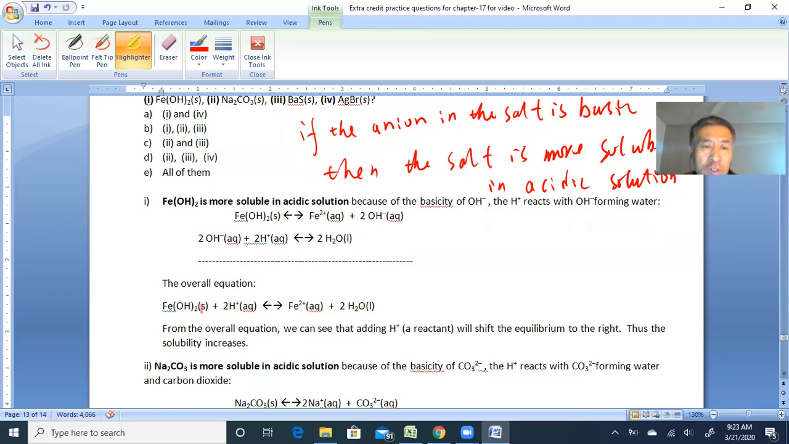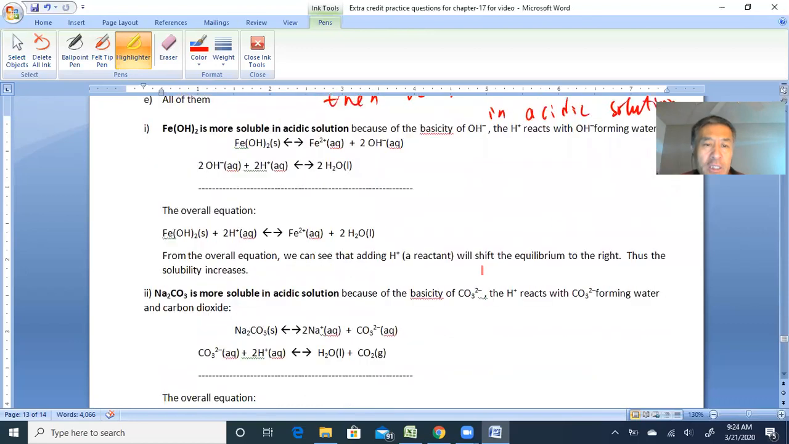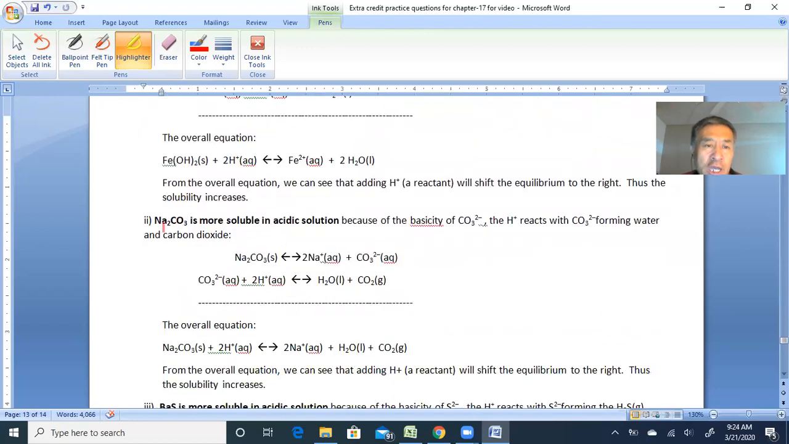So that means you use the solid salt, which means the solid salt dissolves. So that's why, for those kinds of salt that have an anion that is basic, they are more soluble in acidic solution. So our second salt is Na2CO3. That's also more soluble in acidic solution because our anion in this salt is carbonate, and carbonate is basic.